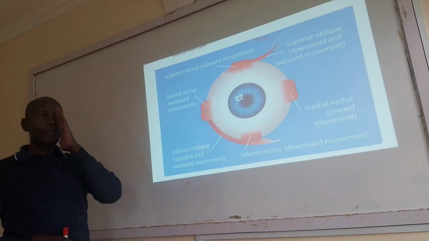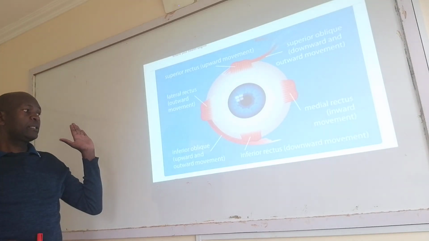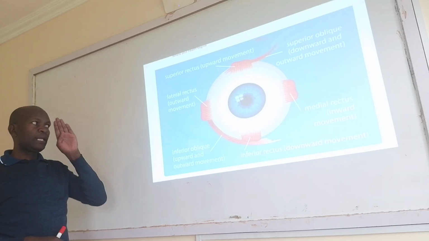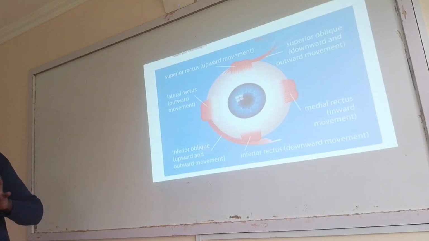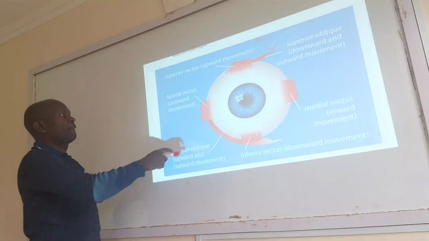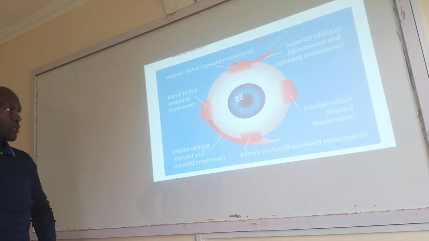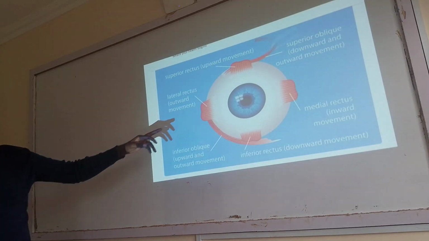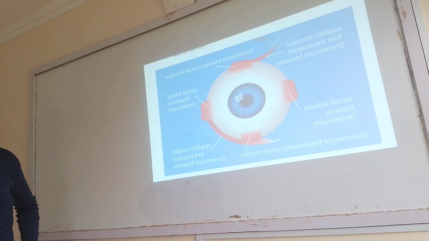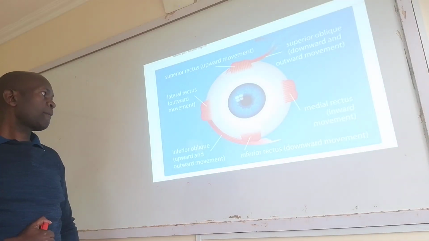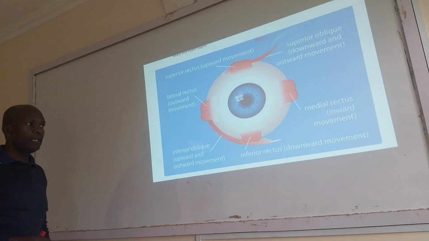When you want to move your eye towards outside, this side, that is what we refer to as the lateral side, then the muscle that will help you to do that function is known as the lateral rectus muscle. So it moves the eye outwards, and this muscle is supplied by cranial nerve number 6, which is known as the abducens nerve. It is purely motor nerve.